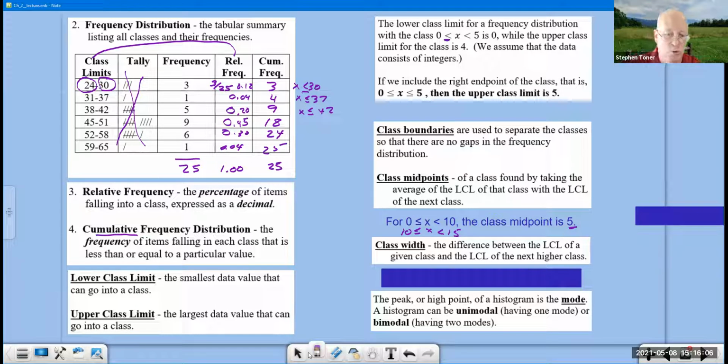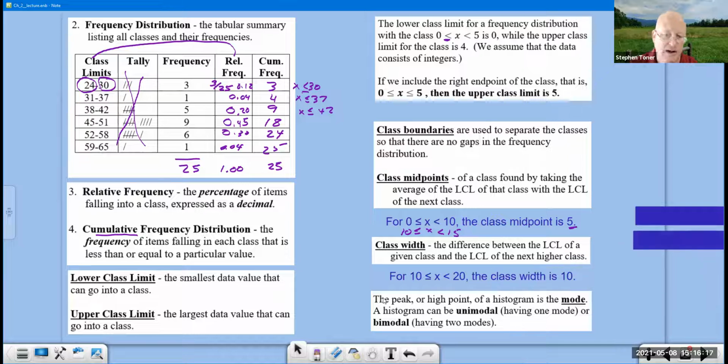Now the class width, by definition, is the difference between the lower class limit of a given class and the lower class limit of the next higher class. And so if I have this right here, the first class beginning with 10 and the next class after it would begin with the 20. That 20 is not included in the class above it. Then to go from 10 to 20, we subtract and we find that the class width is 10.